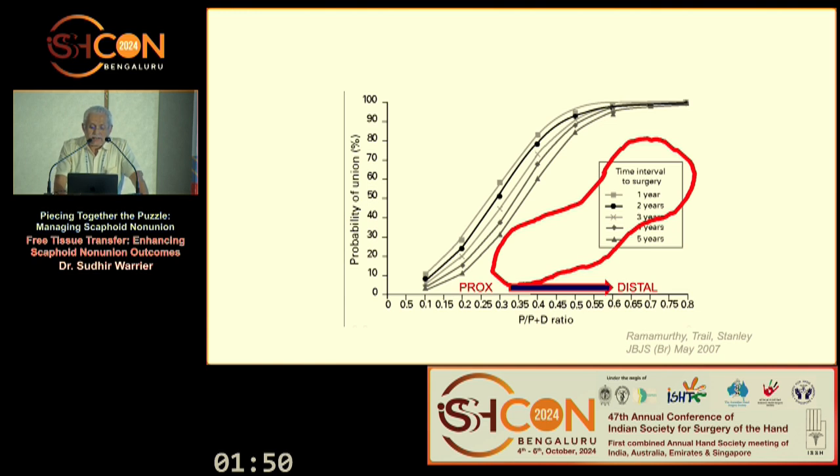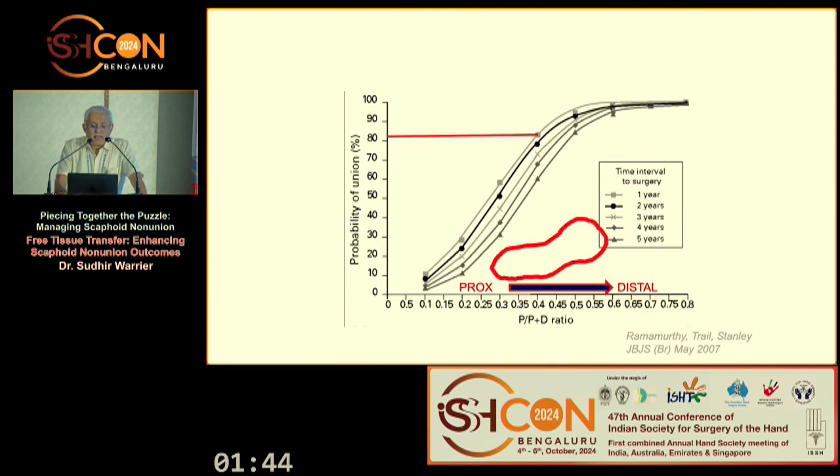So if you look at it, proximal to distal, so the ratio is on the x-axis. And when you see that, if you got a fracture somewhere in the waist at 1 year, there's an 80% chance which drops down to less than 60 if he came at 5 years. So that's so important to understand the interrelation between the size and when you add time.